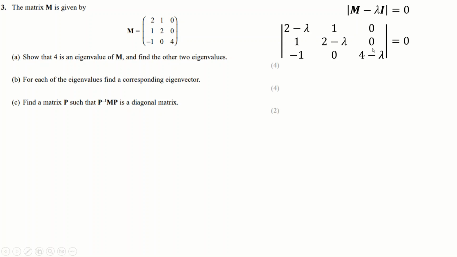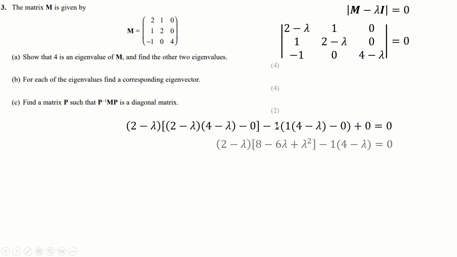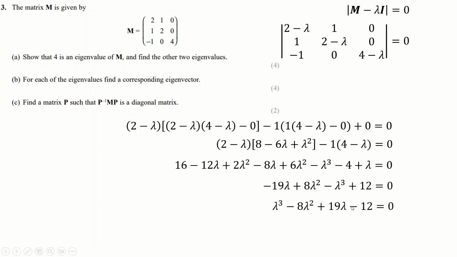This times this times this minus this times this. And then you've got this times this times this minus this times this, and then this times this times this minus this times this. The zeros help you out a lot. It makes this a little bit easier. You can pause it if you want to and make sure all my working is correct, but I'm pretty sure it is. You eventually get this cubic.